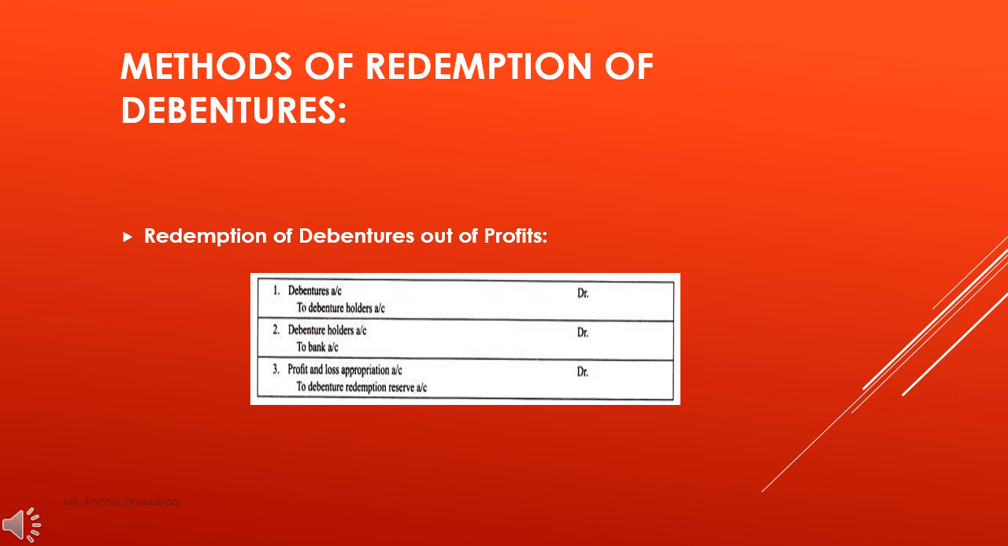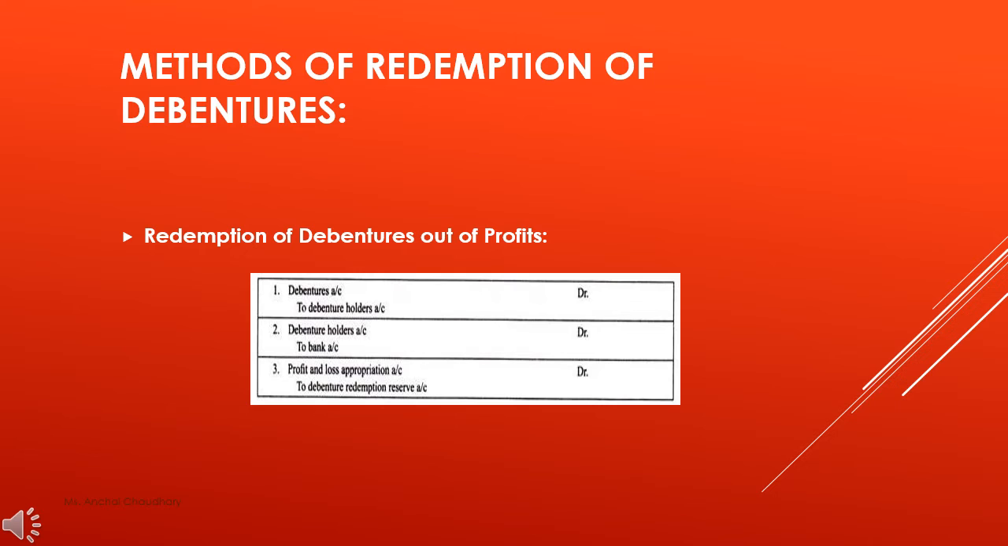Methods of redemption of debenture. So the first method is redemption of debentures out of profits. Whenever you are redeeming the amount of debentures out of certain profits, that is covered under the first head. Redemption of debentures out of profits implies that an amount equal to the face value of the debentures redeemed is transferred to DRR, that is the debenture redemption reserve. Thus, a part of the profits of the company is withheld from distribution.